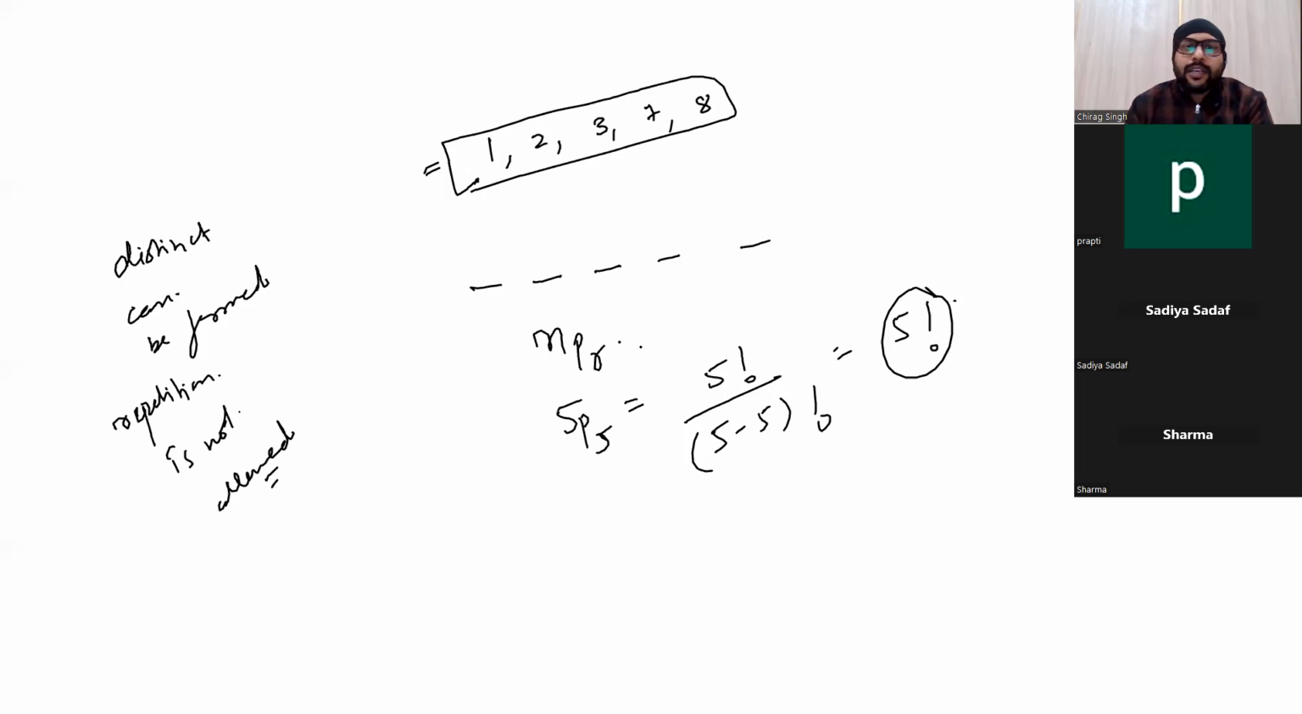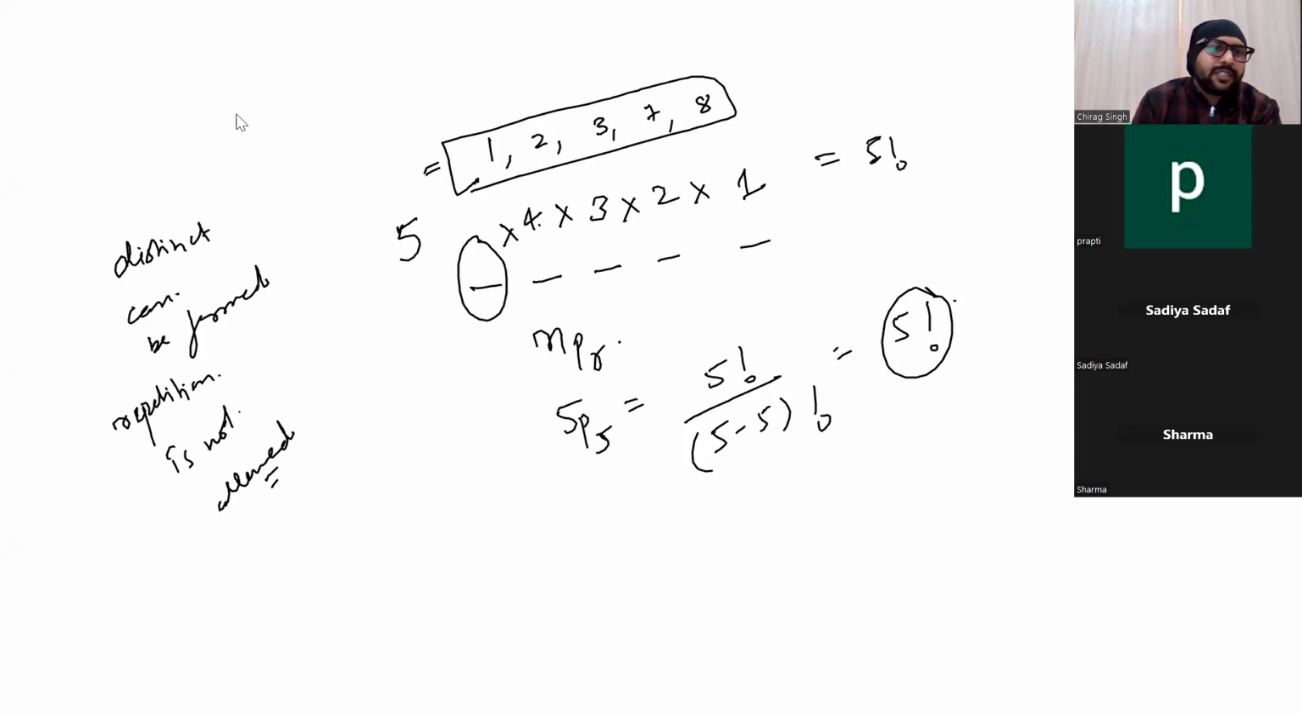And similarly, if I ask you how many choices we have for the first place? Five choices. Then for the second place, we have four choices. Then for the third place, we have three choices. Then for the fourth place, we have two choices. And then for the last place, I have one choice. This is also 5 factorial. So in short, when I have to adjust five digits in five places, my answer would be 5 factorial.